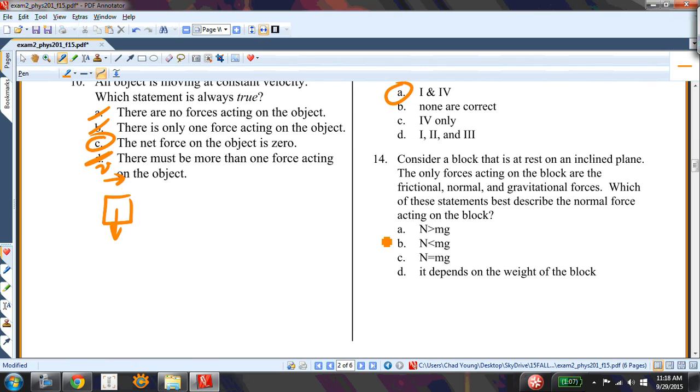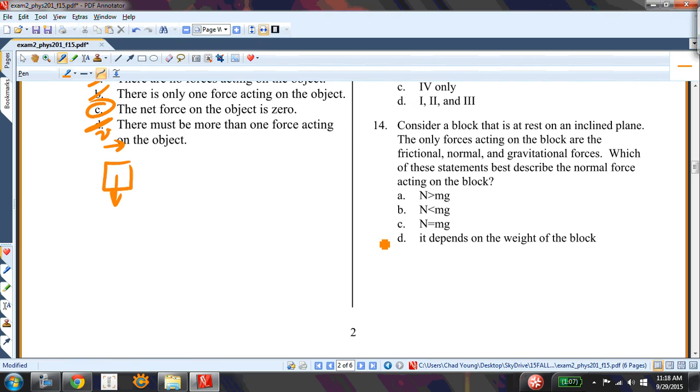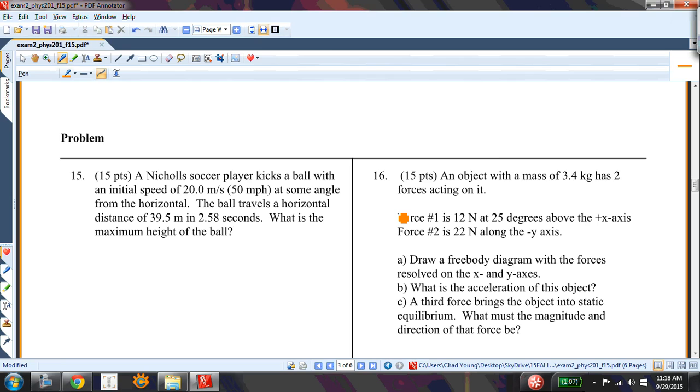Consider a block that is at rest on an inclined plane. The only forces acting on the block are frictional, normal, and gravitational forces. Which of these statements best describes the normal force? I have an inclined plane, and the normal force points up. It is equal to the component of the weight in the y direction. All right, so that means it's less than the total weight, so B is the right answer for 14.